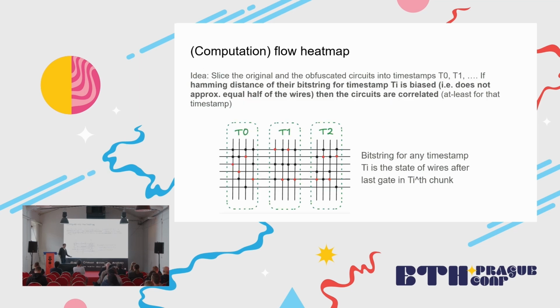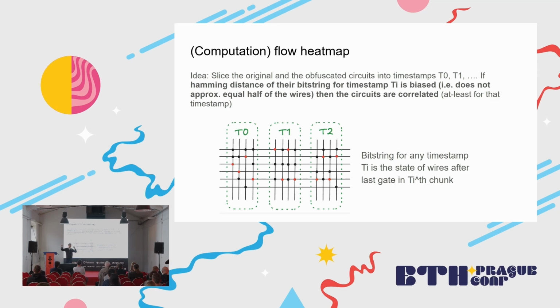So what is computational flow heat map? I wouldn't call it computational flow because it's pretty long, so let's just call it flow heat map for now. Flow heat map builds on a very simple idea. You have two circuits of different sizes, because the original circuit that you obfuscate is way smaller than the obfuscated circuit. You chunk these two circuits into smaller time slices.